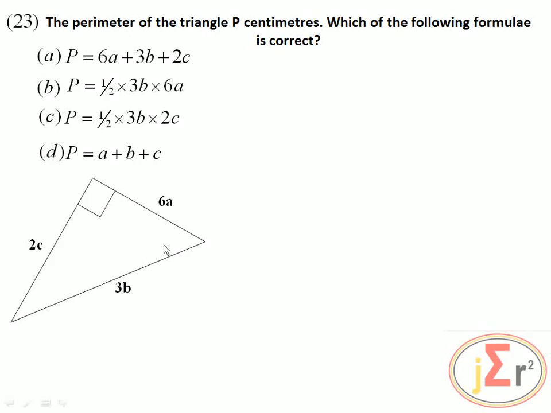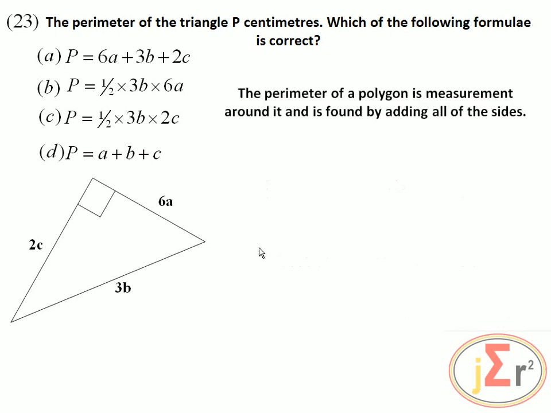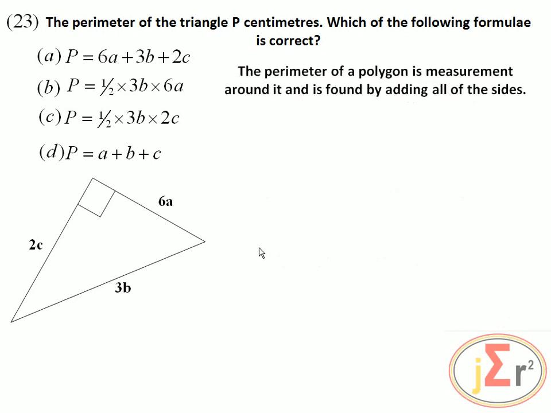The perimeter of a triangle is p centimeters. Which of the following formulae is correct? What do we mean by perimeter? The perimeter of a polygon is the measurement around it and is found by adding all of the sides. It's as simple as that. Perimeter, measurement around, found by adding all of the sides.